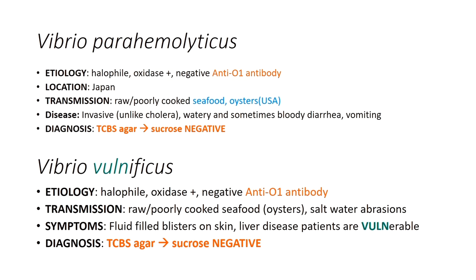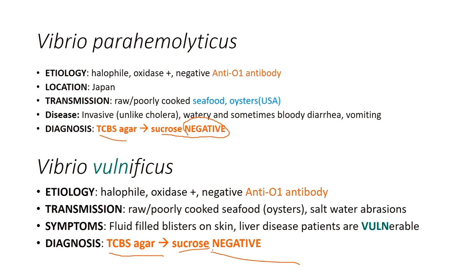So how do we get this? We get this from raw and poorly cooked seafood or oysters in the United States. It causes invasion and watery and bloody diarrhea and even vomiting. Remember, we still grow Vibrios on our TCBS agar. However, these guys are sucrose negative. Vibrio cholerae O1 and O139 are positive for sucrose fermentation. These guys are negative. You're most likely going to get Vibrio cholerae, and you're going to see that positive, and that's going to be your diagnosis, but they still could ask this.